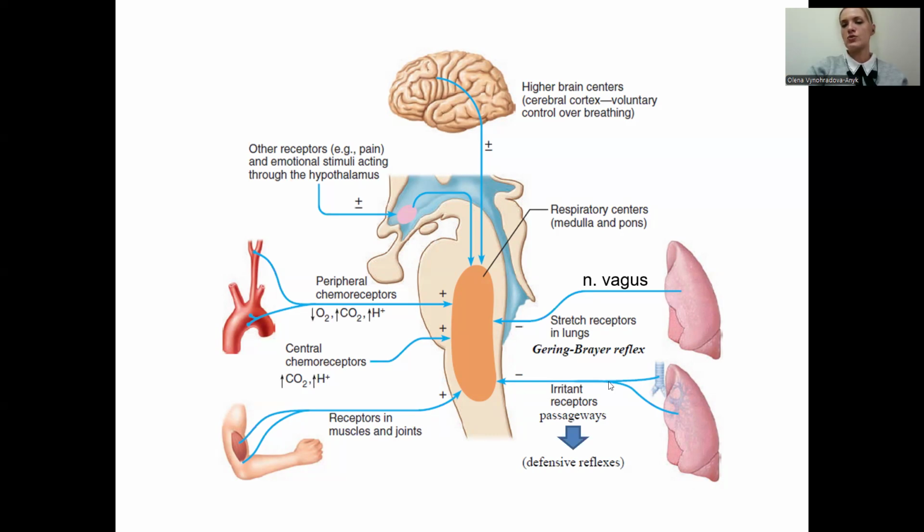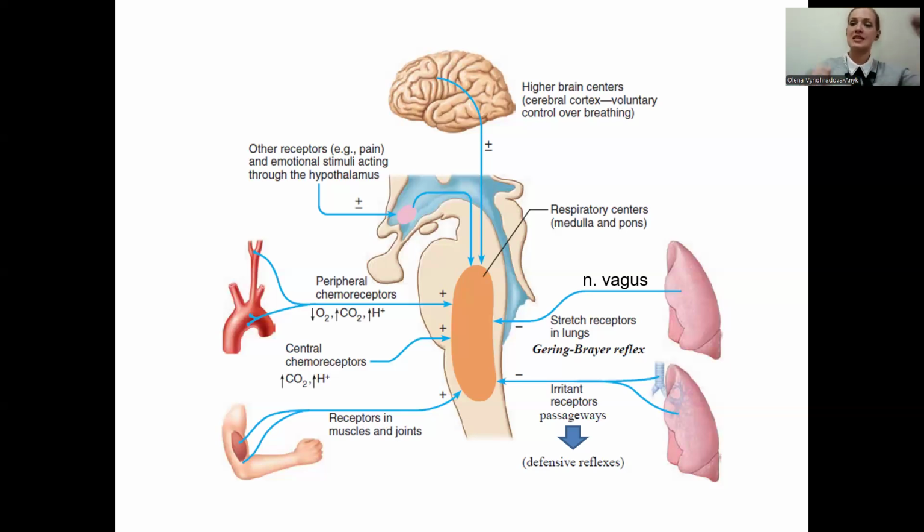Also, we have irritant receptors. Irritant receptors are inside the respiratory passageways. They can be irritated by dry air or by particles that come into our respiratory passageway. These receptors will be excited, and as a result we will have a defensive reflex such as coughing. One more important factor which influences our respiration is receptors in muscles and joints.